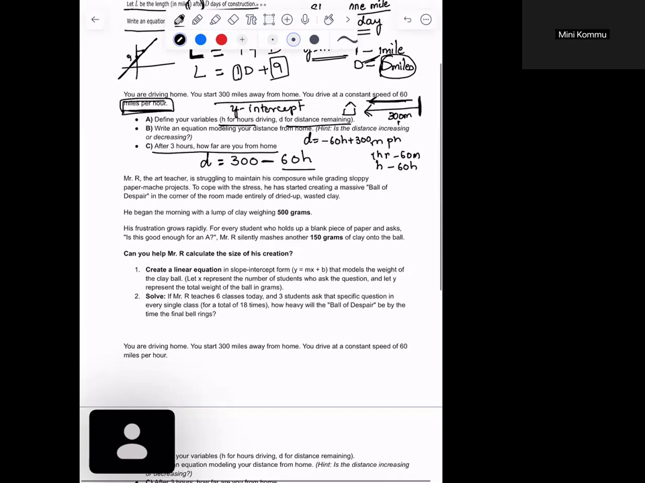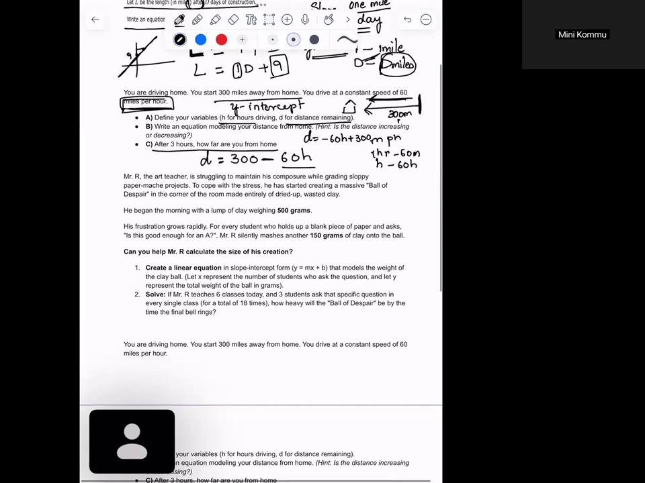The last problem that I want to go over here. Mr. R, the art teacher, is struggling to maintain his composure while grading sloppy papier-mâché projects. To cope with the stress, he has started creating a massive ball of despair in the corner of the room made entirely of dried up, wasted clay. That's therapeutic. He began the morning with a lump of clay weighing 500 grams.